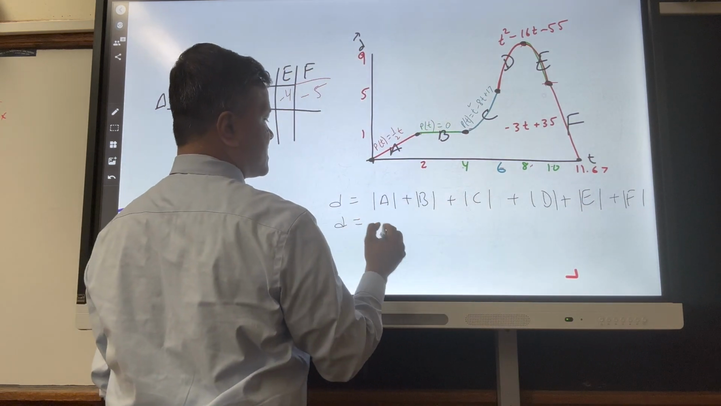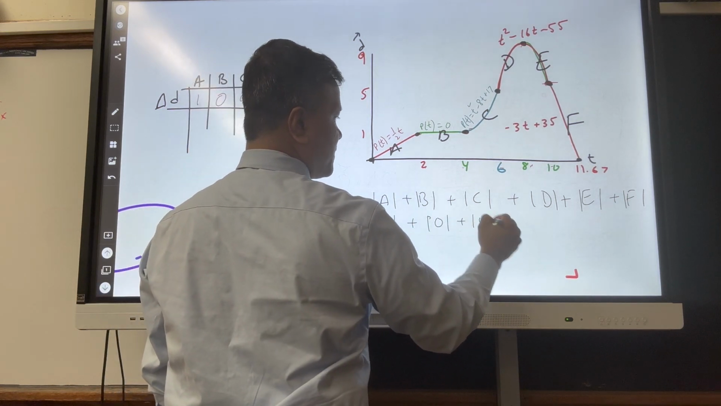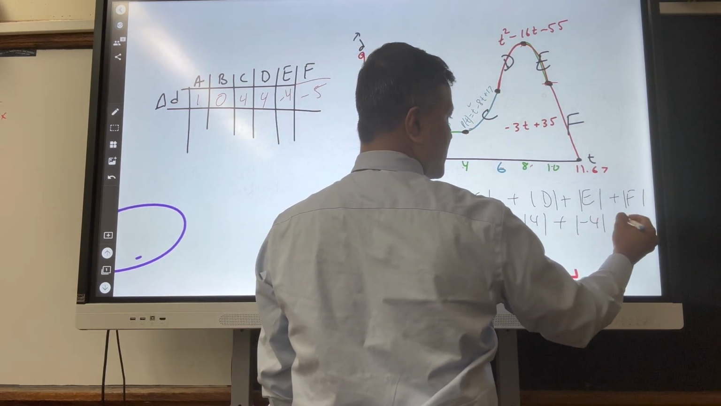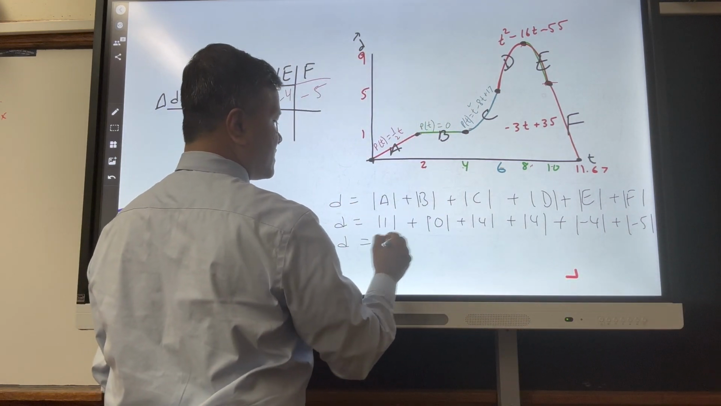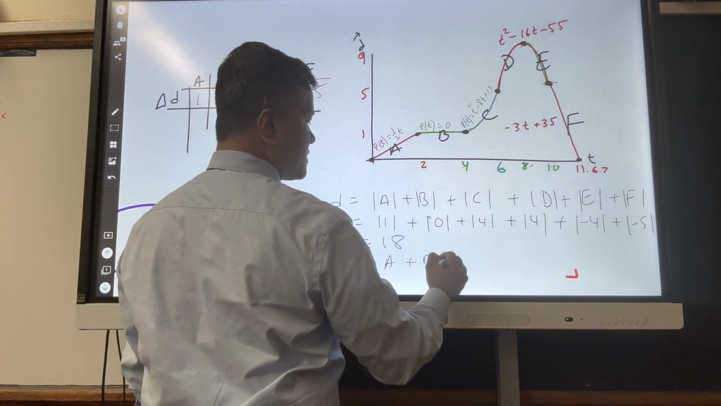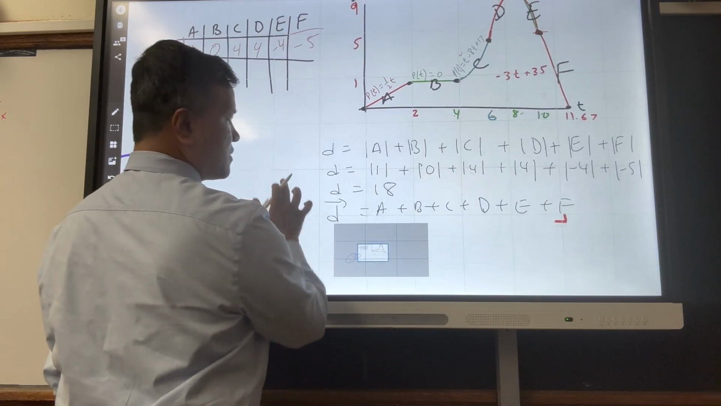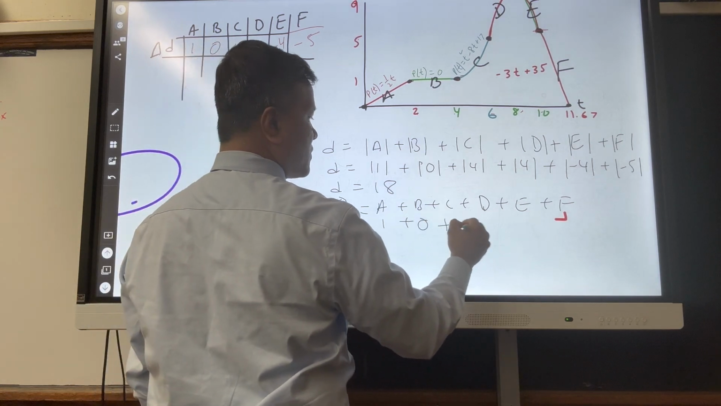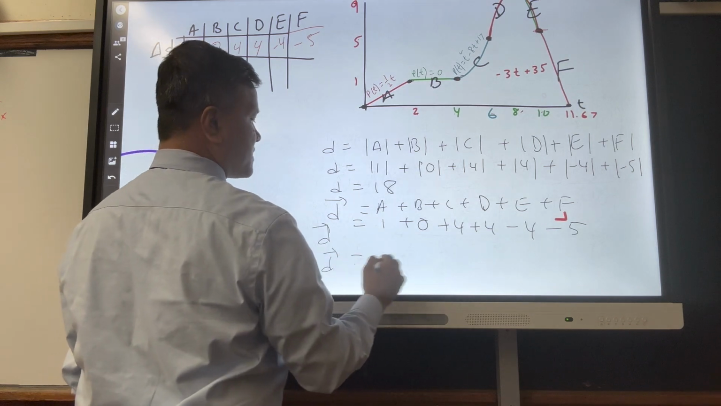Alright, so the distance: A is 1, B is 0, C is 4, D is 4, E is negative 4, and F is negative 5. So total distance is 18. And total displacement is A plus B plus C plus D plus E plus F, right? So total displacement is 1 plus 0 plus 4 plus 4 minus 4 minus 5. So total displacement is 0.